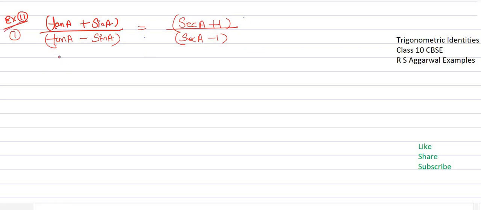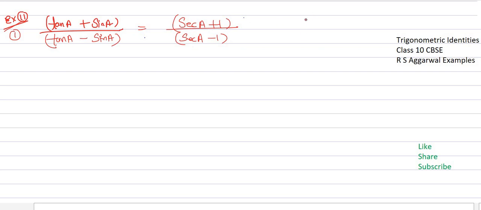Example 11 from R S Aggarwal, part 1. We are supposed to prove that (tan A plus sin A) by (tan A minus sin A) is equal to (cosec A plus 1) by (cosec A minus 1). This is a very simple problem. Let's try to solve it.